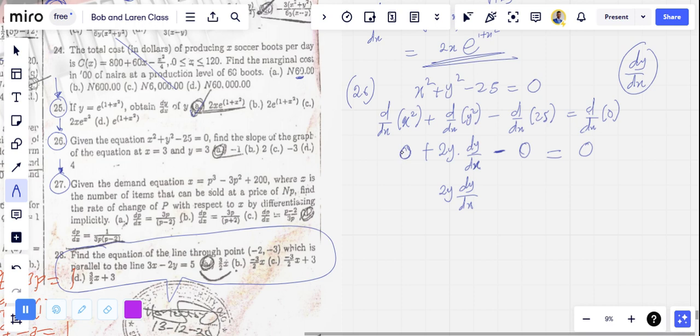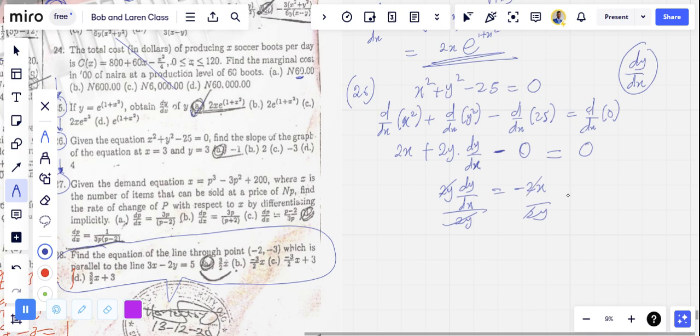Sorry, this is not 0. If I differentiate x squared, that's 2x. Sorry for that. So I have 2x plus 2y dy/dx equals 0. I want to take this 2x to the other side, so I have minus 2x. Divide both sides by 2y. 2 cancels 2. I have minus x over y.